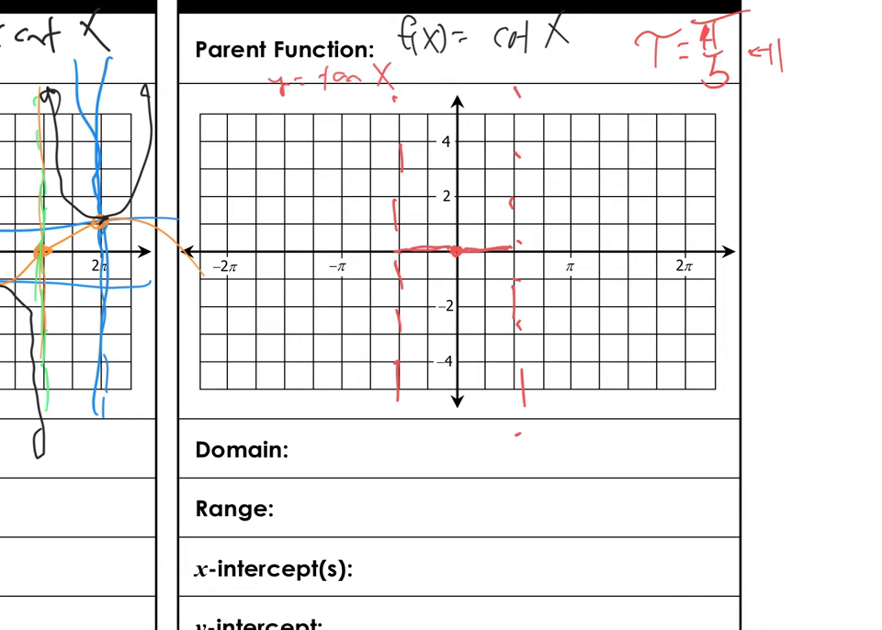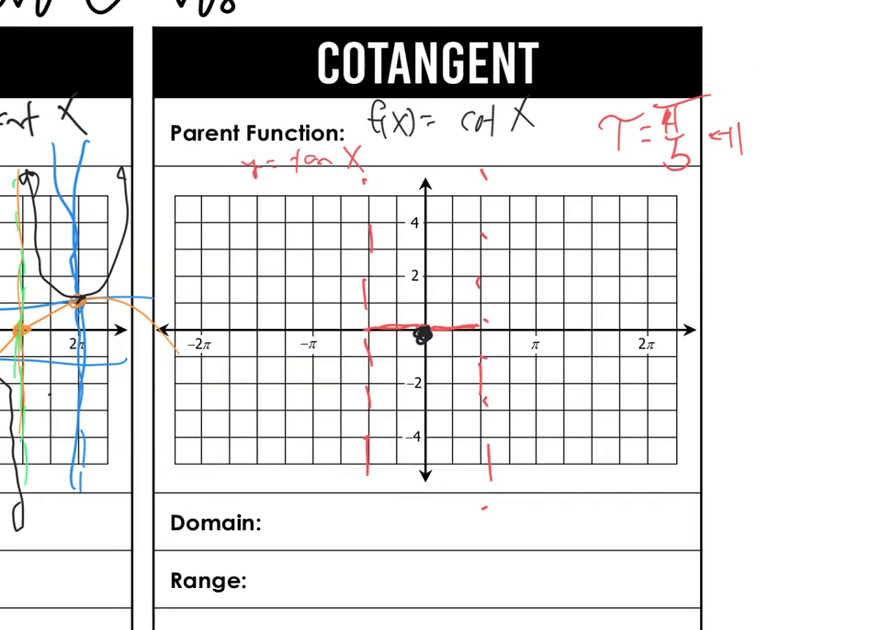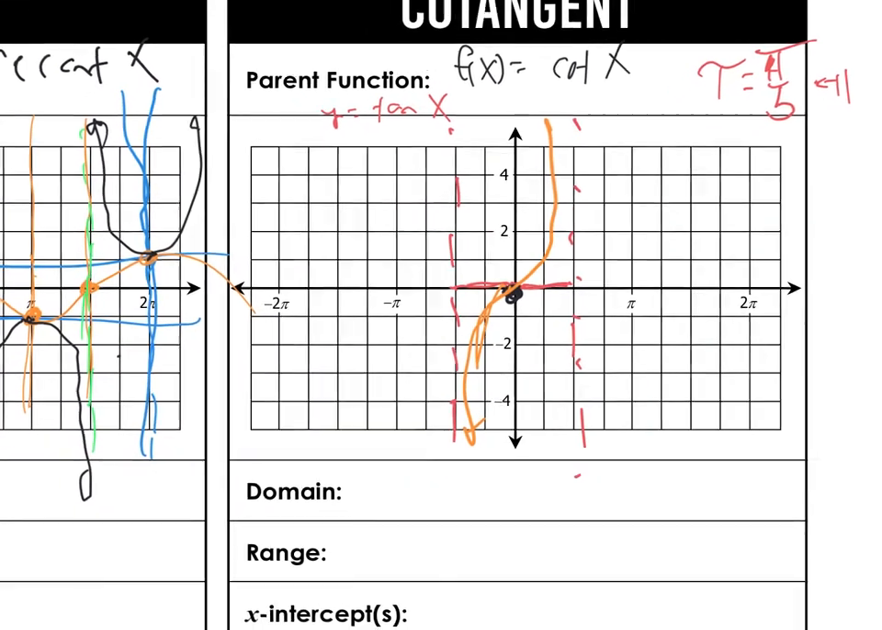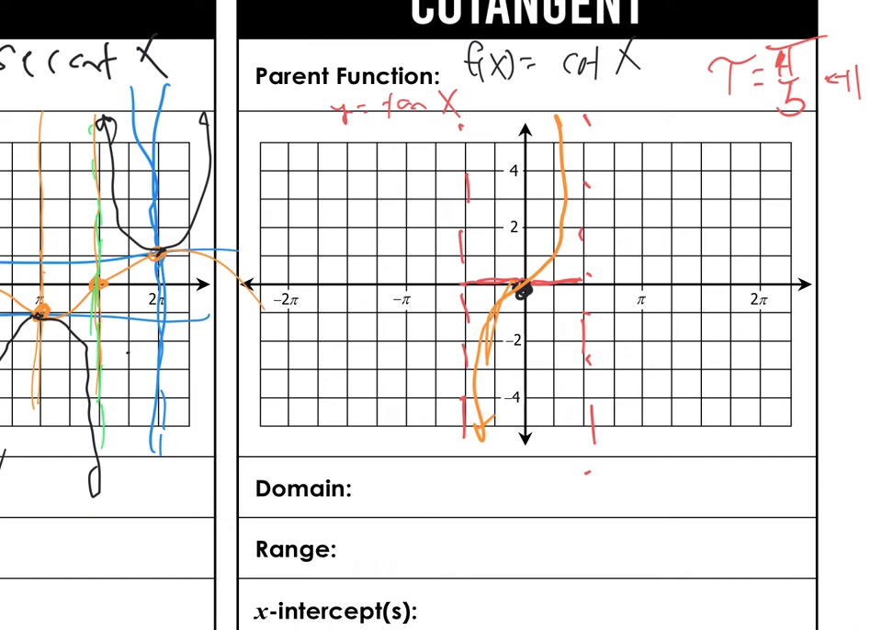Does that make sense? Yep. And I know a point on this graph has to be on the midline, and it rises to the right. Rises to the right, falls to the left. Now, what happens for the cotangent? I think the asymptote gets the point of the cotangent.